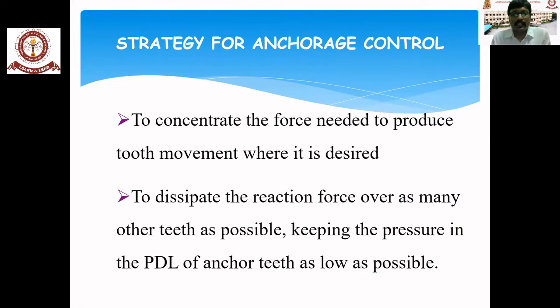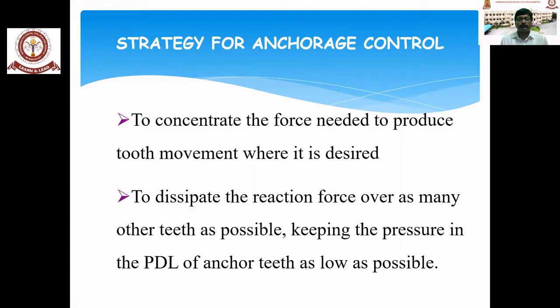So what is the strategy for anchorage control? First thing, to concentrate the force needed to produce tooth movement where it is desired. It is like whether you are going to get the teeth back, whether you are going to retract the anterior teeth, or you are going to protract the posterior teeth, or it is halfway. You are going to retract and protract.